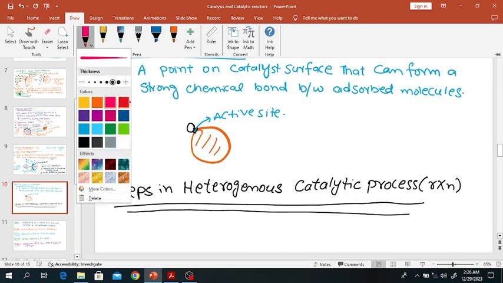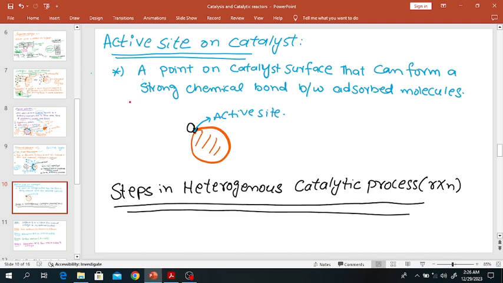An active site is a point on the catalyst surface that can form a strong chemical bond with the adsorbed molecule. So this is the adsorbed molecule and this is the active site. It is a point on the catalyst which forms a chemical bond between the adsorbed molecule and the active site. So actually, active sites are the points which adsorb the molecule.